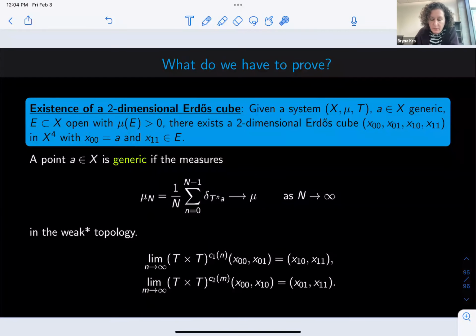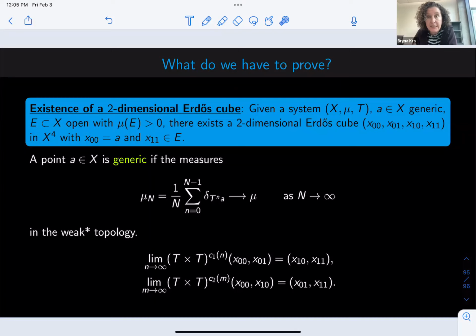So we're looking for when you take a generic point and you have a clopen set, open set for now, which has positive measure. This will come from the indicator function of the set that we care about over in the integers. We can find a two-dimensional cube that starts with x00 being the generic point A that we gave you, and it ends inside the set E.